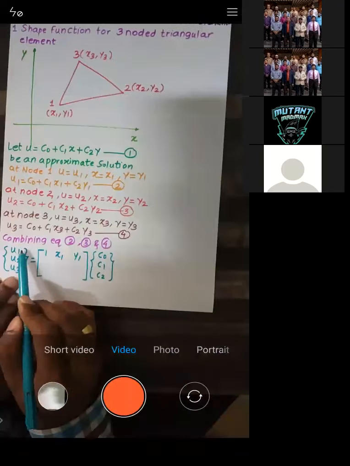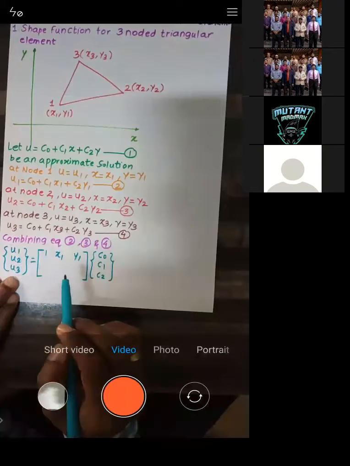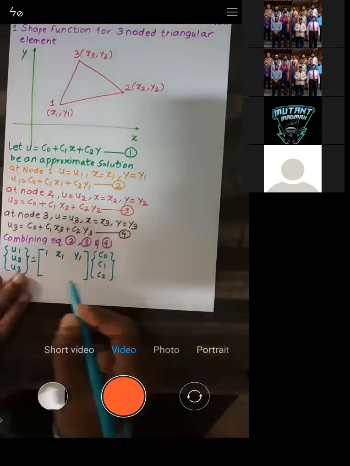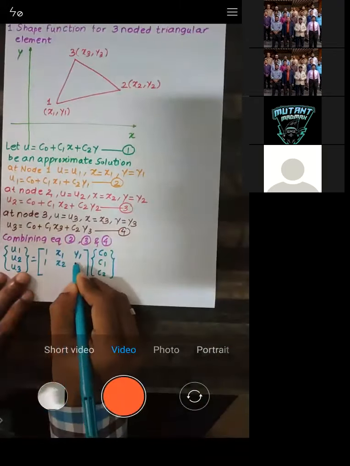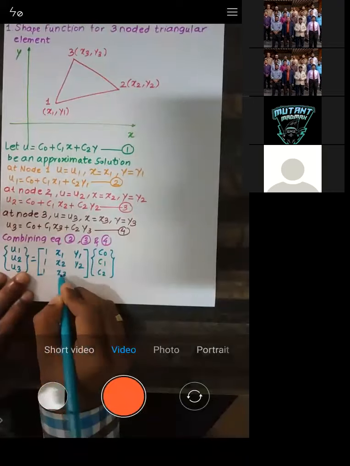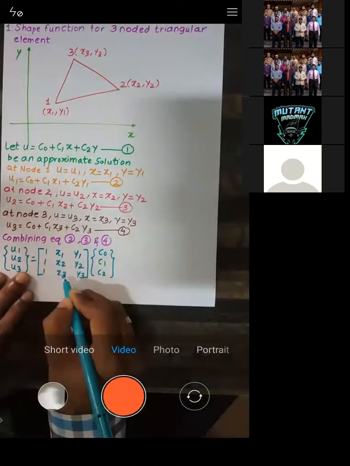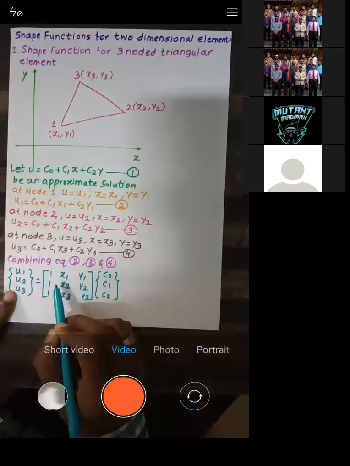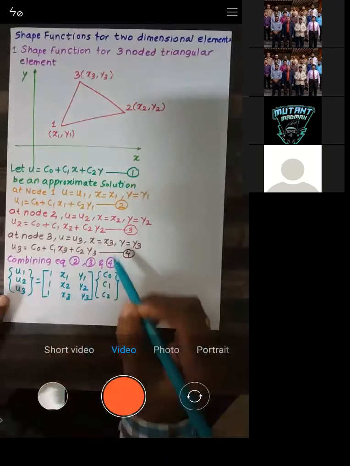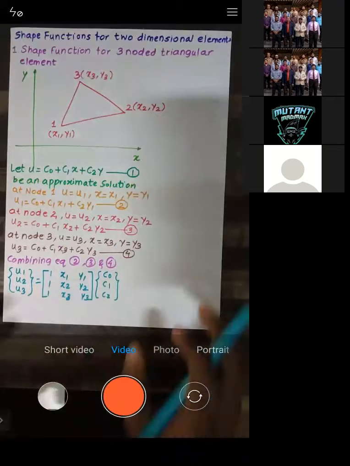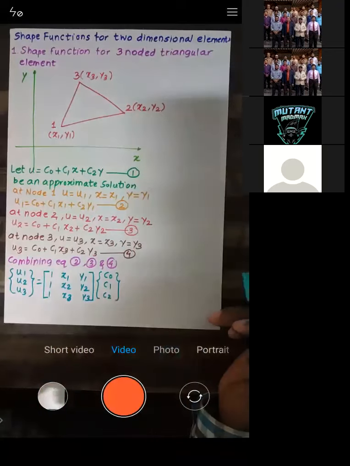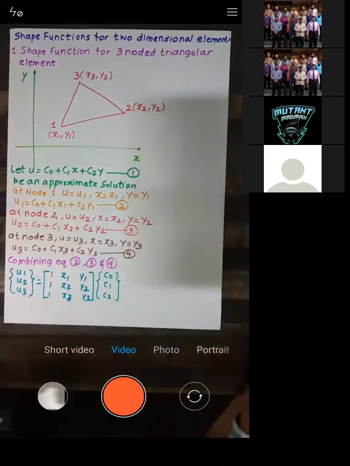If you need to calculate the value of u1, it is 1 into C0, that is C0, then C1 x1 plus C2 y1. You will get equation number 1. Similarly, I'll write these as 1 x2 y2 and 1 x3 y3. So 1 x1 y1, 1 x2 y2, 1 x3 y3. When I combine it, I'll get an equation like this. Is that okay?